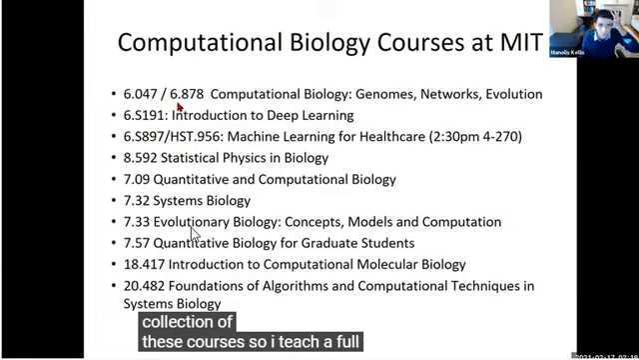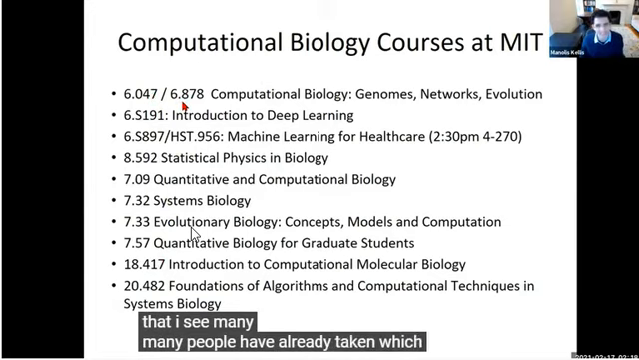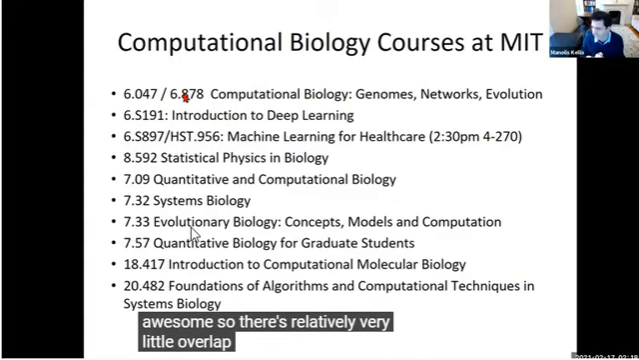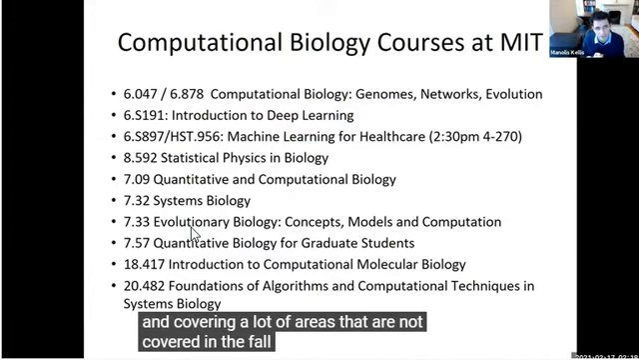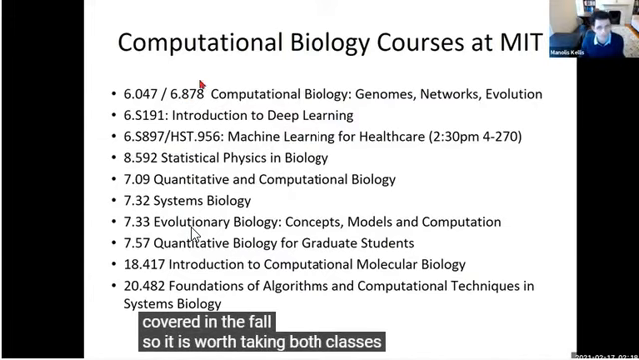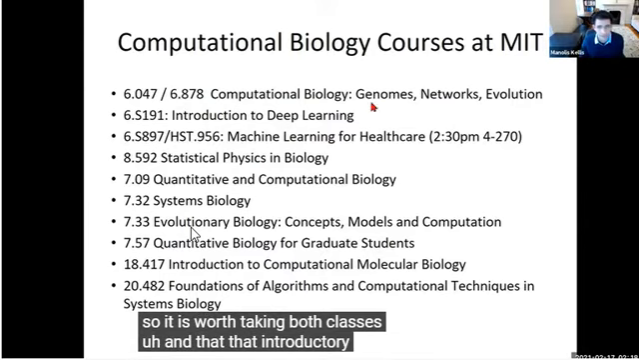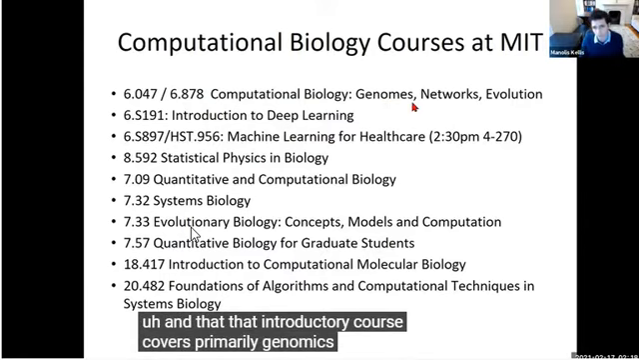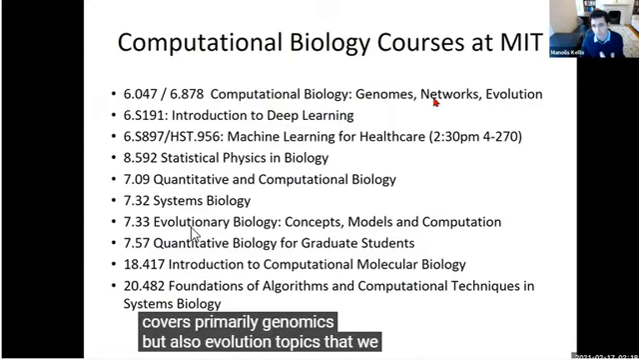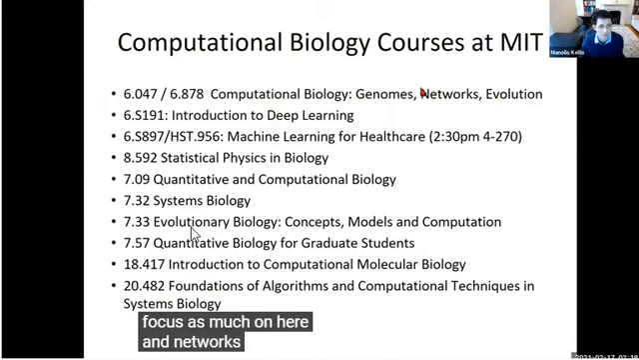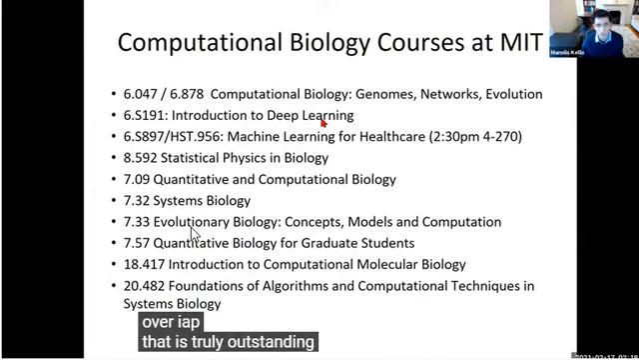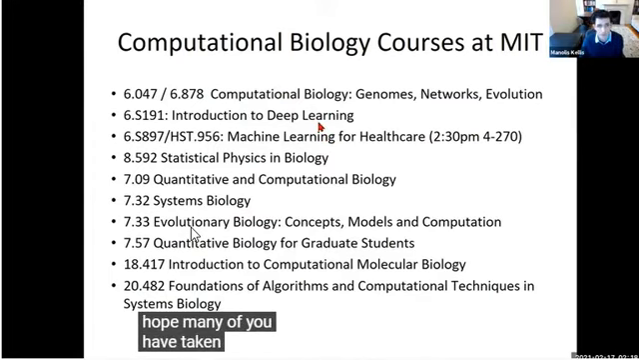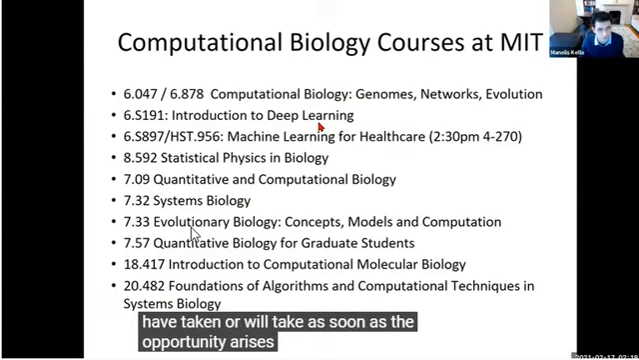So I teach a full course that I see many people have already taken, which is awesome. So there's relatively very little overlap. So here we're going to be really diving into deep learning and covering a lot of areas that are not covered in the fall. So it is worth taking both classes. And that introductory course covers primarily genomics, but also evolution topics that we don't focus as much on here, and networks, of course. And there's this introduction to deep learning course over IAP that is truly outstanding, that I really hope many of you have taken or will take as soon as the opportunity arises.